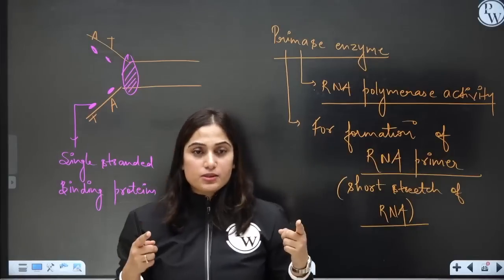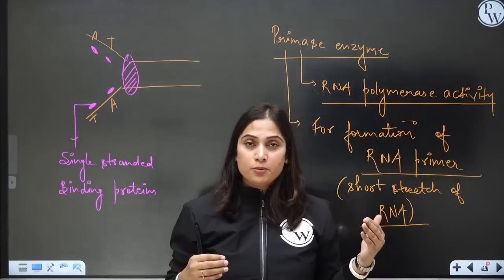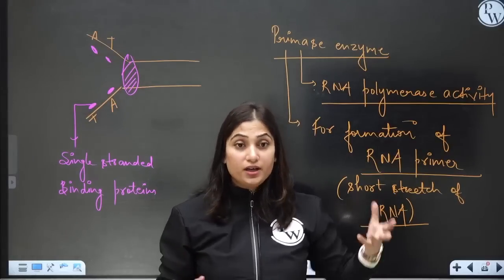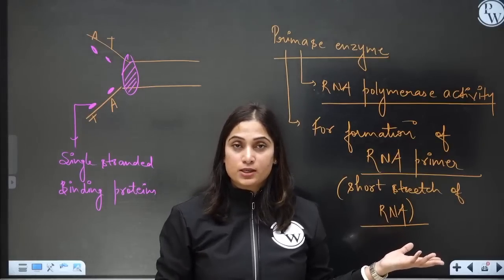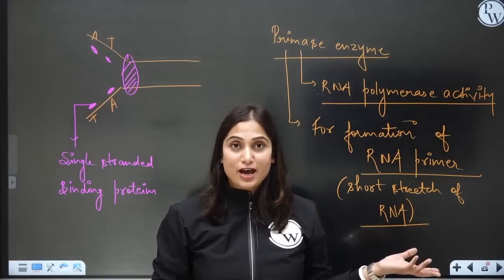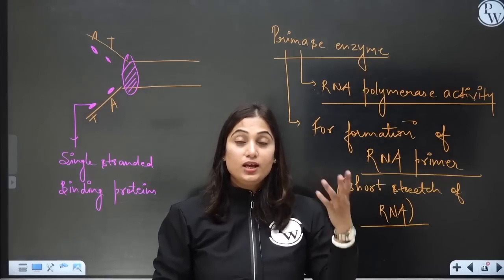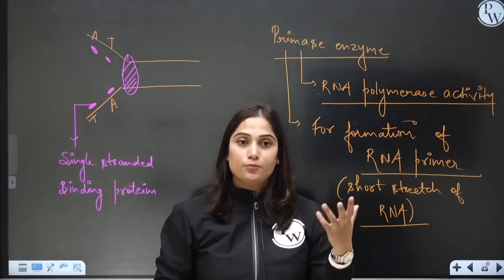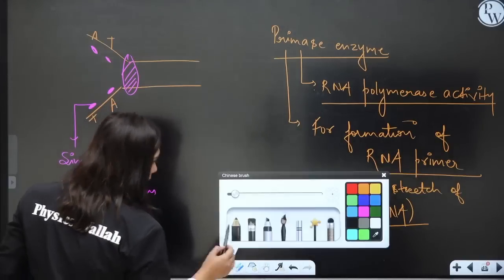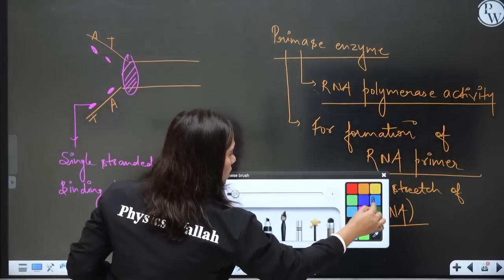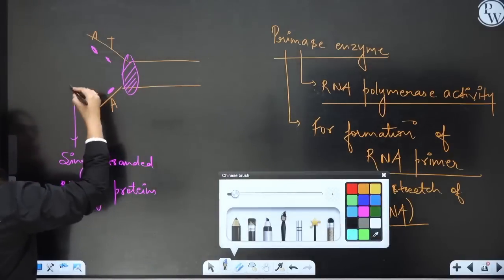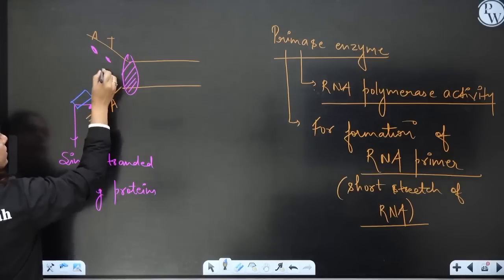Now the question comes to mind: why do we need an RNA polymerase here when we are talking about DNA polymerase? Why can't a DNA primer be formed to start the process? Why is there a need for RNA primer? Because DNA polymerase does not have the initiating capacity. Only RNA polymerase can initiate or start the process. So this primase enzyme forms the RNA primer. So the RNA primers are formed here and here.